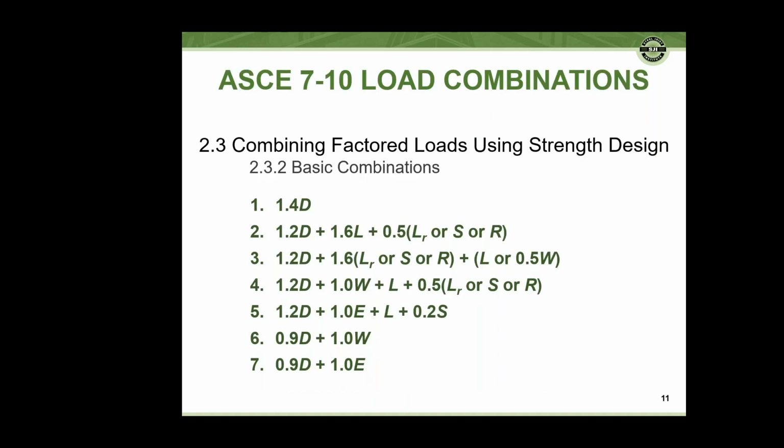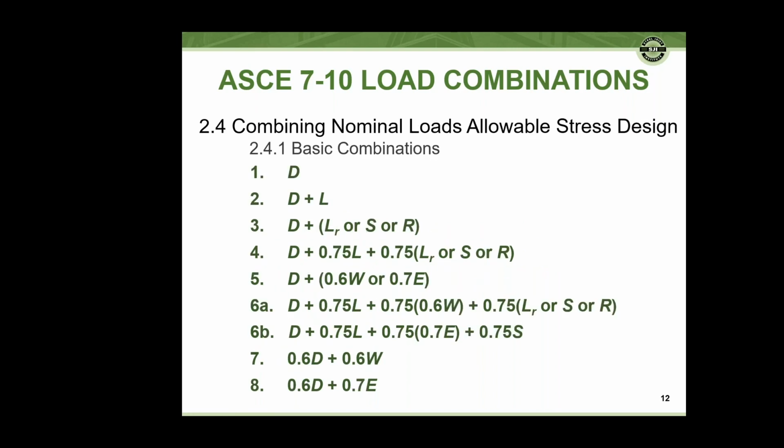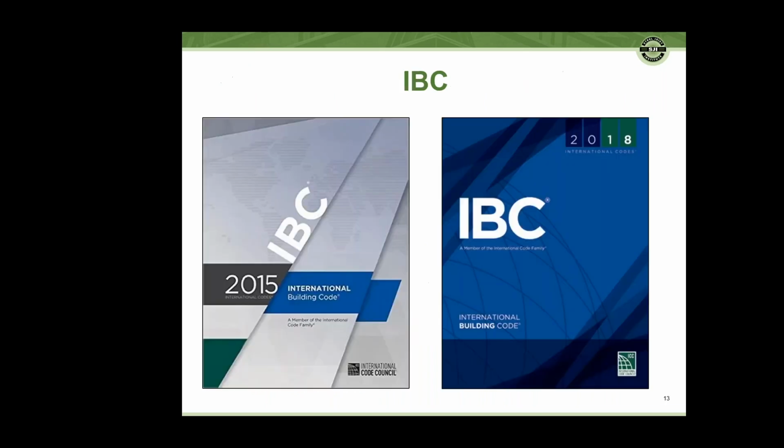Part of the reason to reference ASCE 7-10 or the ASCE 7 documents is that the governing load combinations are typically found there. We have the set of load combinations here for strength design, or basically LRFD, and another set of load combinations for ASD. I'm not going to spend time going through all the details of those, but that's the importance of those documents.